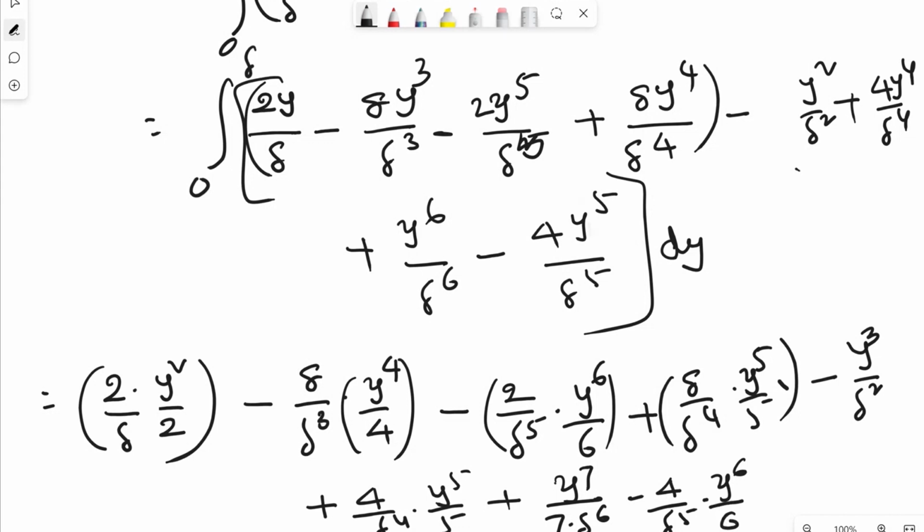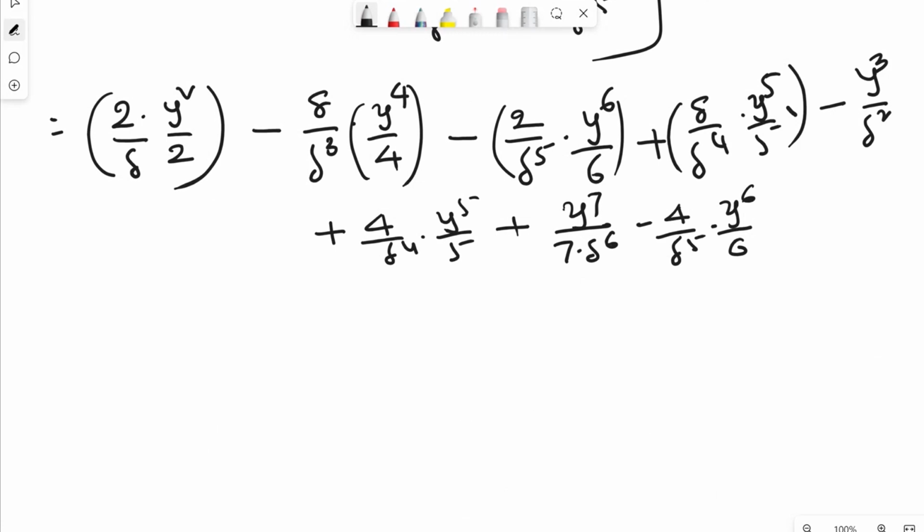All this, now you substitute delta. If you substitute, delta square, delta will cancel, 2 will cancel actually. Naturally, if you simplify all this, you are going to get 22 by 105 into delta. This is delta star.